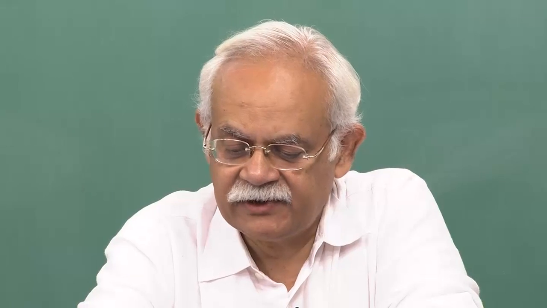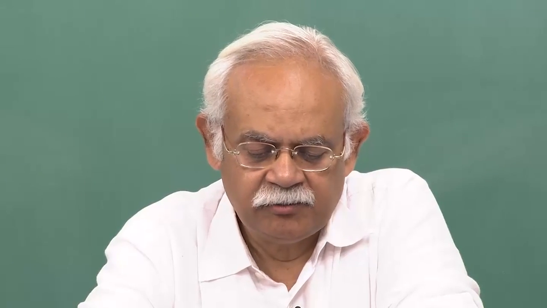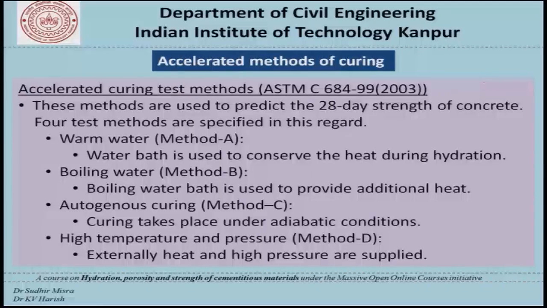Four methods are specified in this regard: warm water, boiling water, autogenous curing, and high temperature and pressure. So these are called methods A, B, C, and D. In the warm water method as listed here, a warm bath is used to conserve the heat during hydration. In boiling water, a bath is used to provide additional heat. In autogenous curing, it takes place under adiabatic conditions, and externally heat and high pressure are applied in method D.